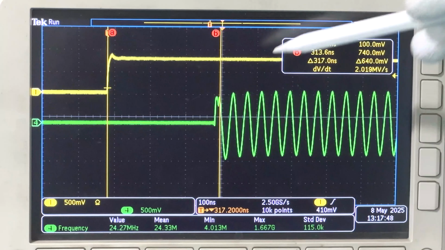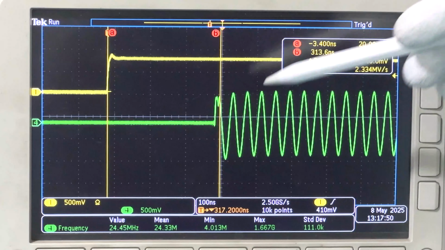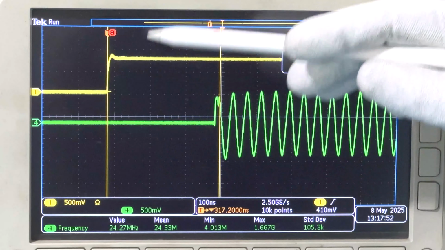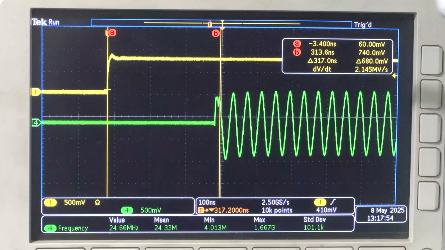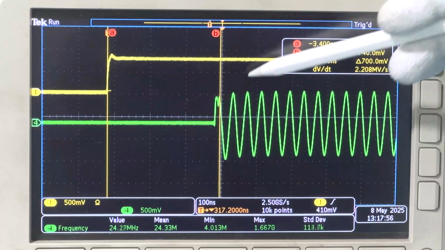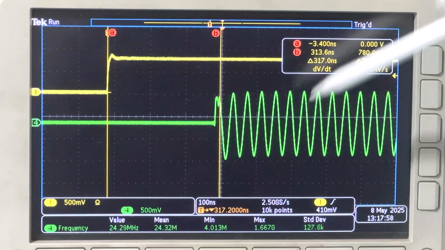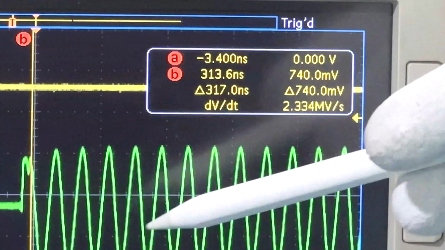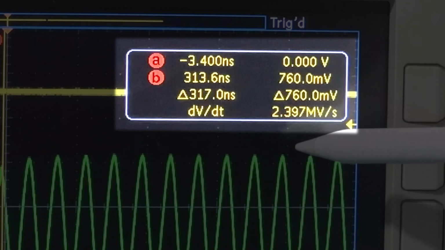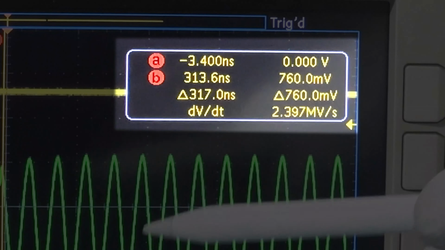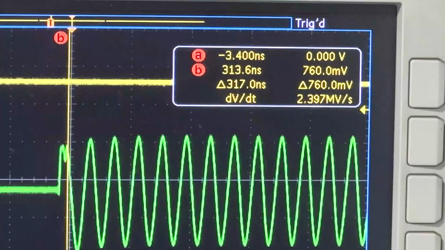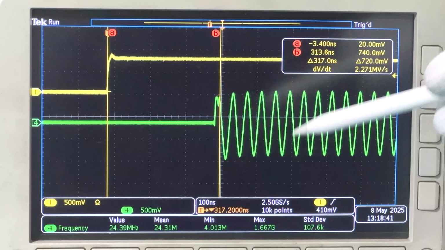Now, we have placed two cursors on the oscilloscope. One cursor marks the rising edge of the trigger signal and the other cursor marks the output waveform in the green color. The delay between both the cursors is 317 nanoseconds, and this value will be the same on every power cycle. Thus, it proves our deterministic latency feature.